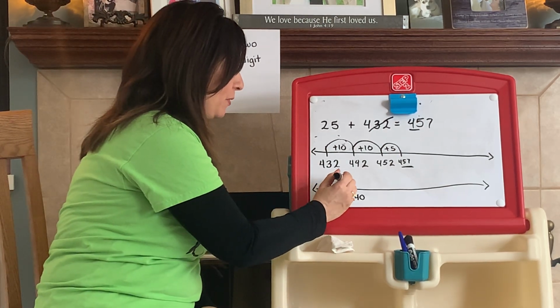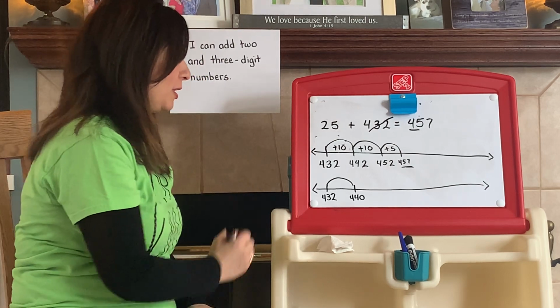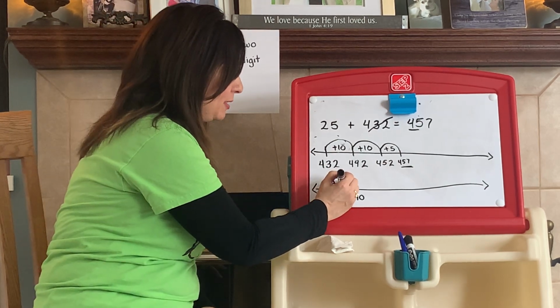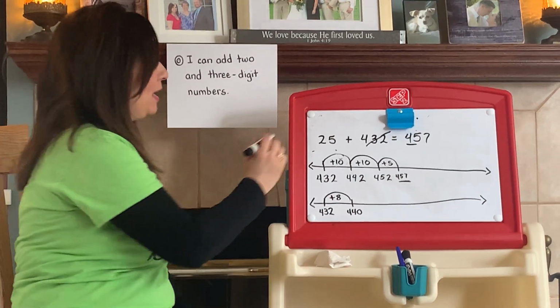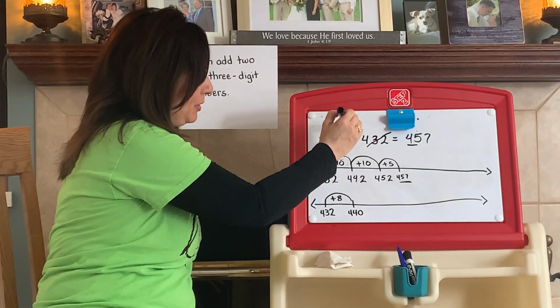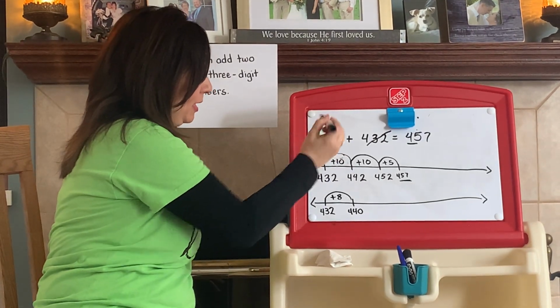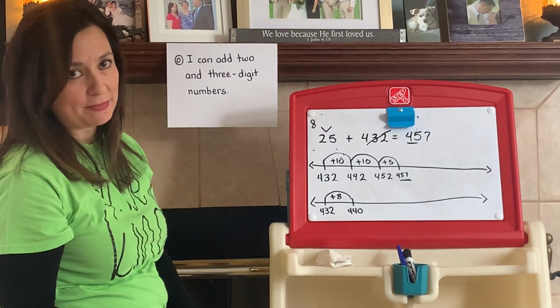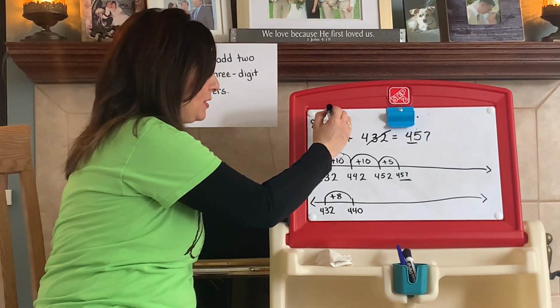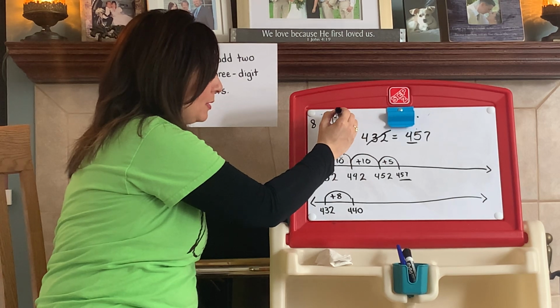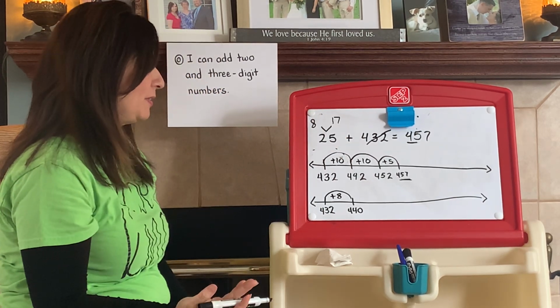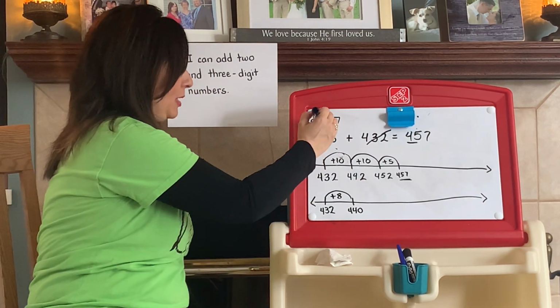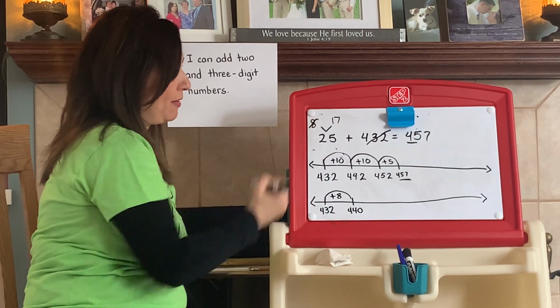If I jump from 432 to 440, I know I've jumped 8. And then I have to think to myself, I'm going to do it up here so you can see more easily. I've jumped 8. What is the other part that I have to jump? Well, I know 8 plus 17 equals 25, so I still have 17 more to jump. I've jumped the 8. I have 17 more to jump.